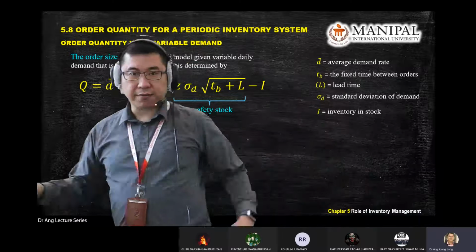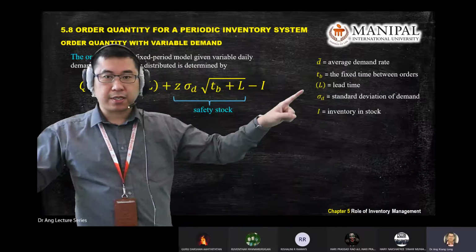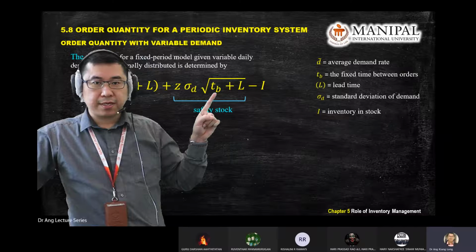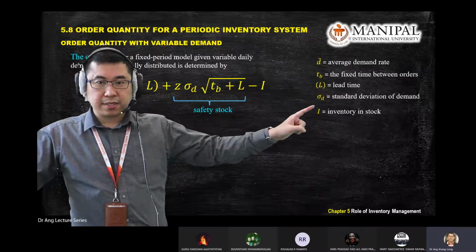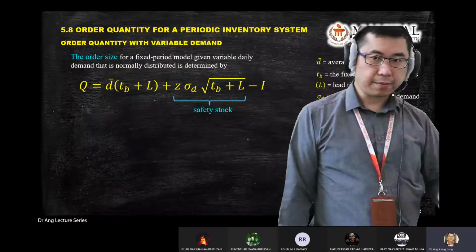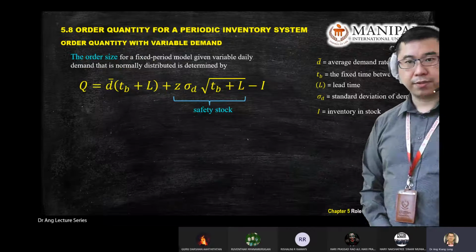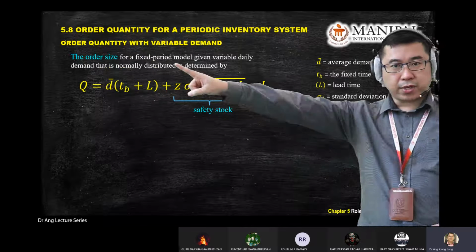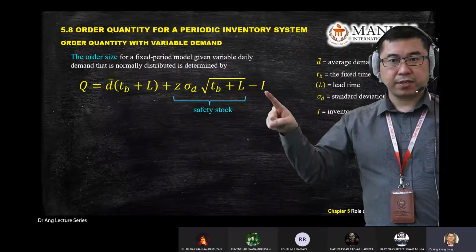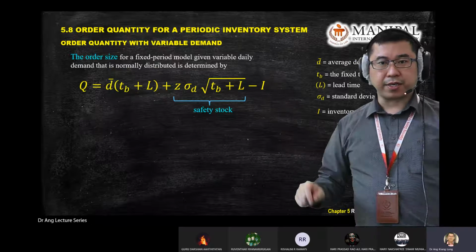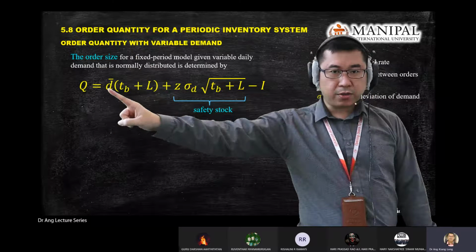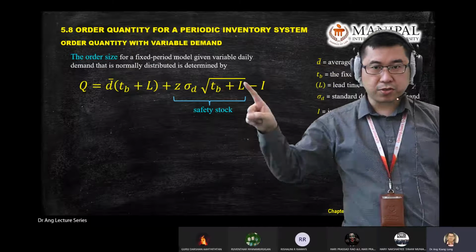So I give you the definition of all these parameters. TB is a fixed time between your orders. I is inventory in stock. So when you calculate order quantity, you need to consider how many stock you have in your inventory. There's an inventory component here. Copy this one. This is for order quantity with variable demand. Q equals this one plus your safety stocks minus inventory.